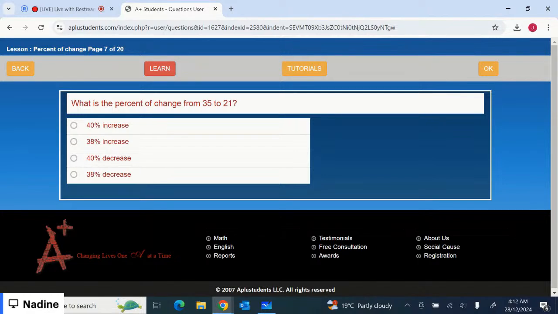What is the percent of change from 35 to 21? That is a decrease from 35 to 21. So 21 minus 35 is 14. 14 divided by 35 is a 40% decrease. The correct option is 40% decrease.